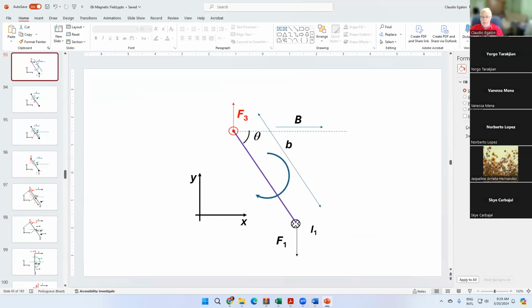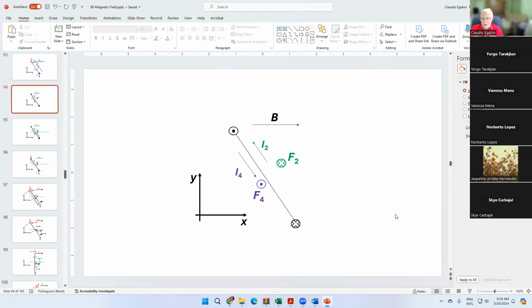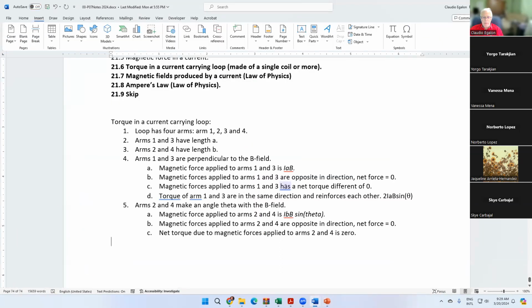Arms 2 and 4 make an angle theta with the B field. But the force is going to be perpendicular to the B field, and the net force is going to be equal to 0, with a net torque equal to 0, okay?